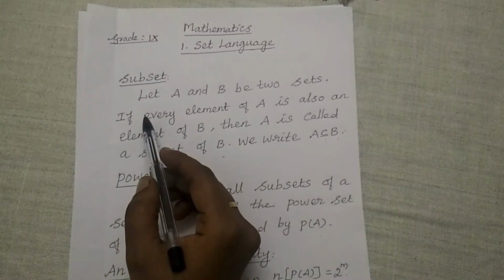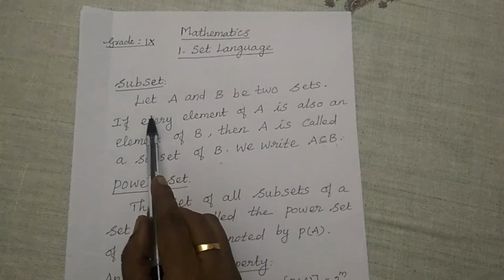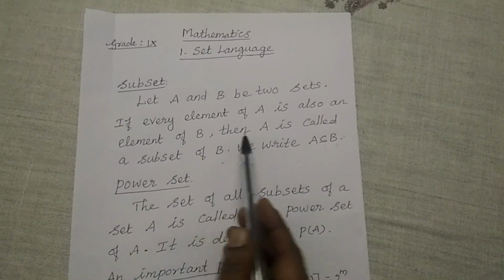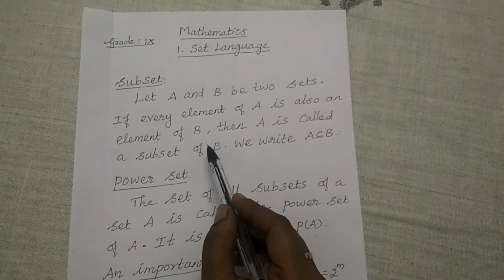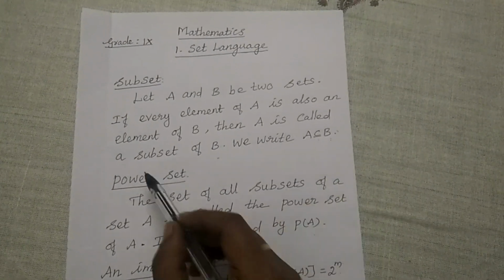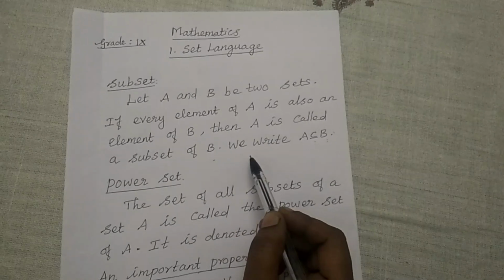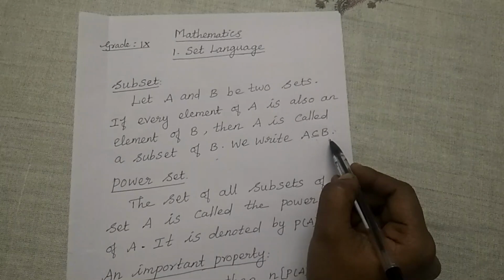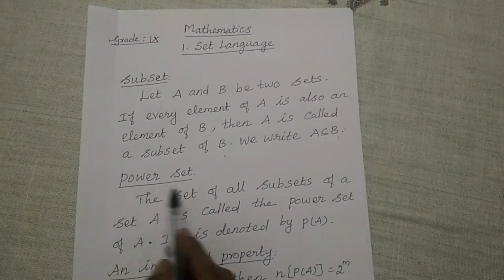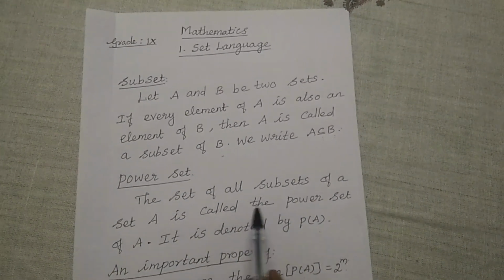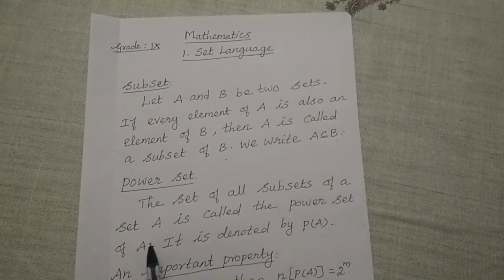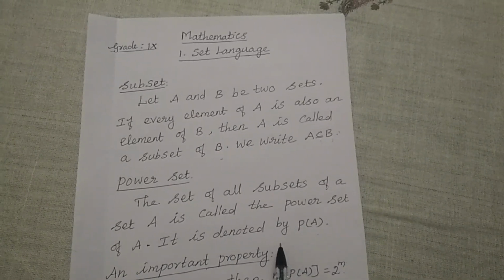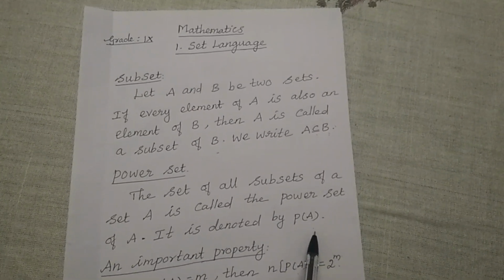Subset. What is meant by subset? Let A and B be two sets. If every element of A is also an element of B, then A is called the subset of B. Here, right? A is the subset of B. Next one, power set. The set of all subsets of a set A is called the power set of A. It is denoted by P of A.